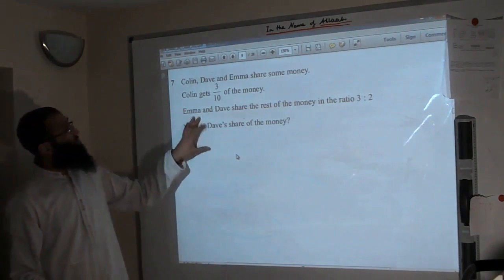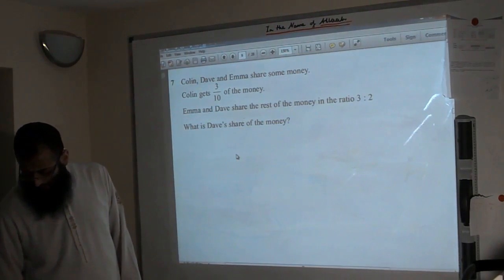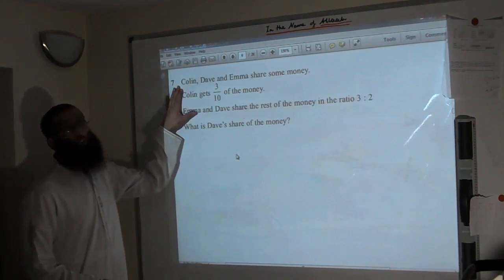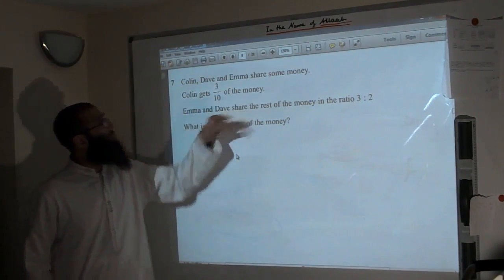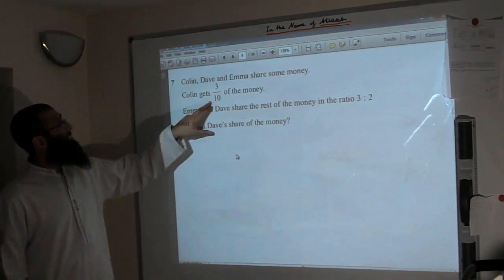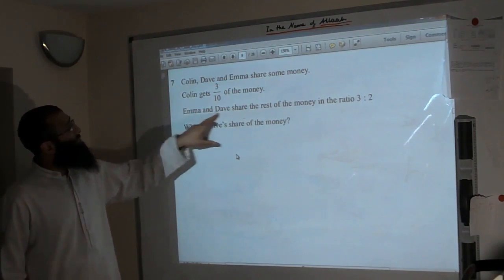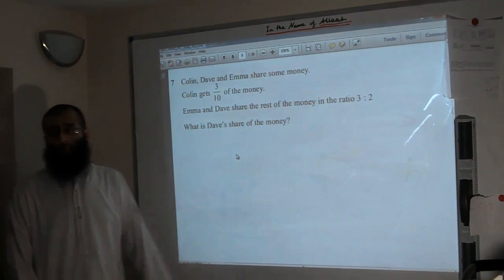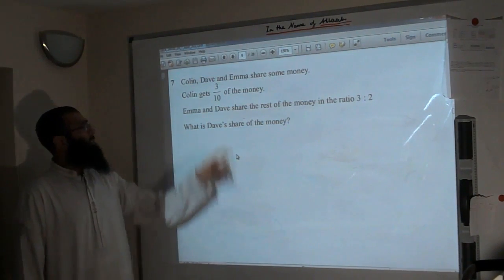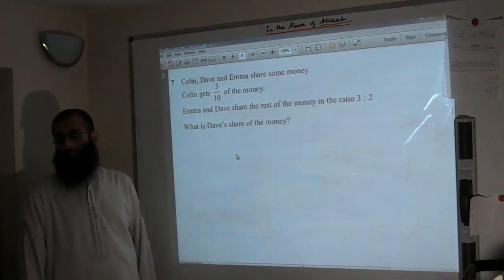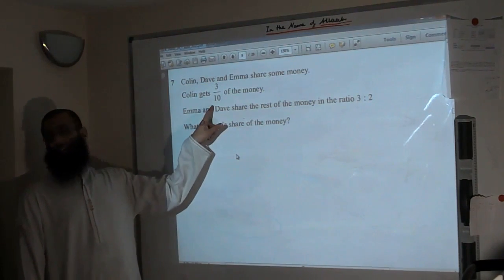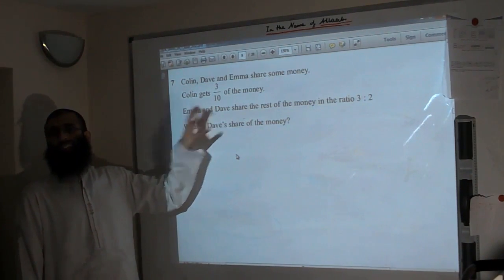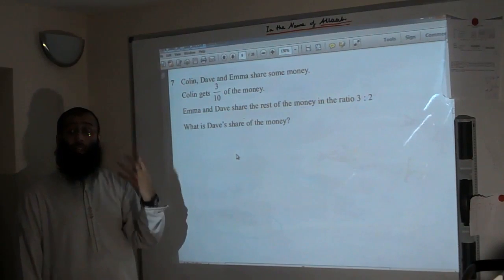This is not your traditional ratio type question, but let's see how we get on with this question here. Colin, Dave and Emma share some money. Colin gets 3/10 of the money. Emma and Dave share the rest of the money in the ratio 3:2. What is Dave's share of the money? And the question on most of your minds is, they didn't tell us how much money there is. They didn't, did they? But they told you what fraction of money. That's the difference in this style of question compared to the regular ones.